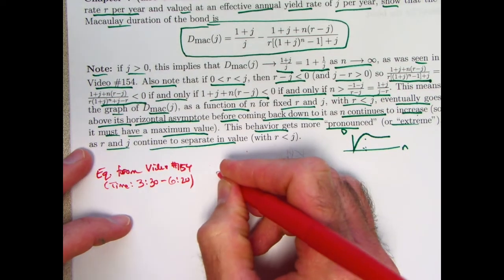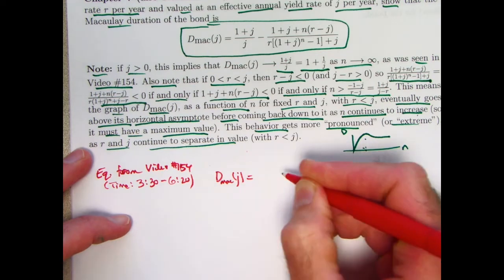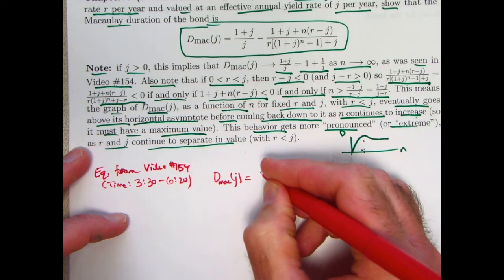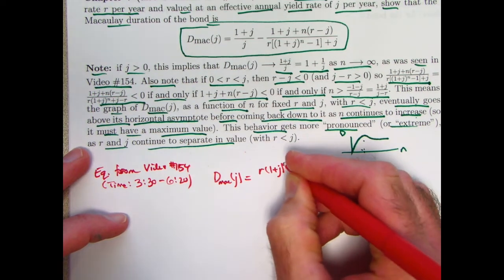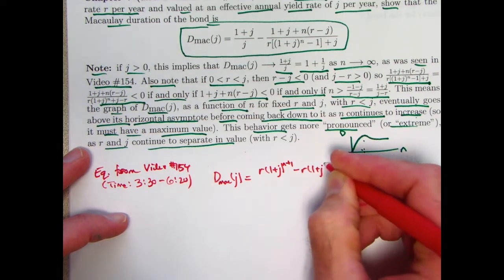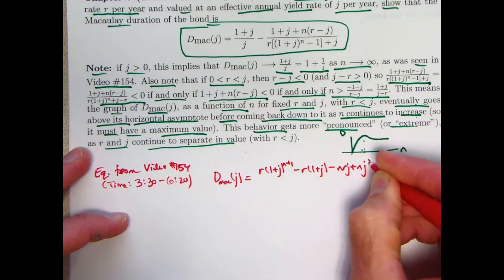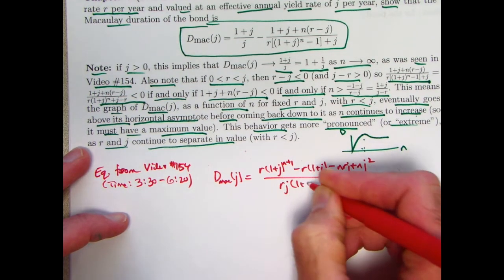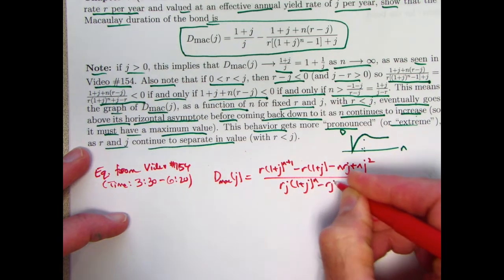What is that formula? It's the Macaulay duration. It's something kind of similar to this, but it still looks different. I write it as one fraction. I write it as r times (1 plus j) to the n plus 1 power minus r times (1 plus j) minus nrj plus nj squared, all over rj times (1 plus j) to the n power minus rj plus j squared.